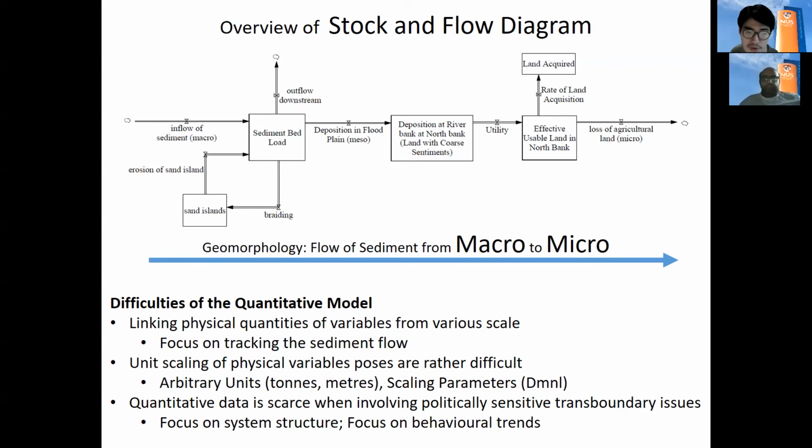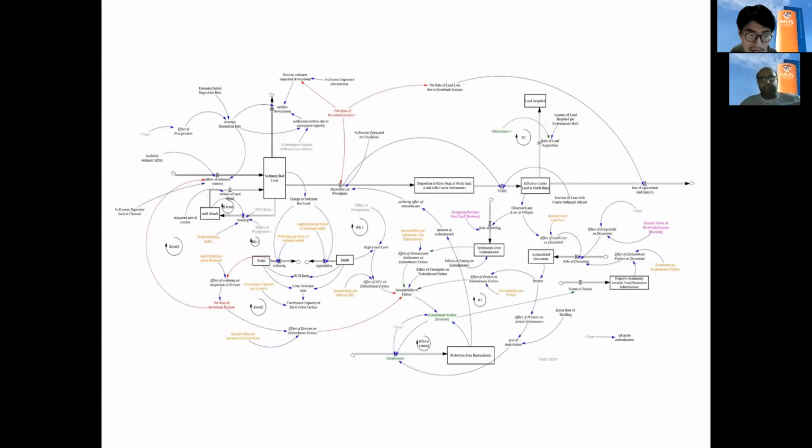Finally, it was also rather challenging to model the numerical values, since we do not have much data to work with in the first place due to the political sensitivity of this case study. Hence, much of our focus lies in studying the system structures and behavioral trends. So here's the complete diagram. More information about the individual variables can be found in our supporting materials.